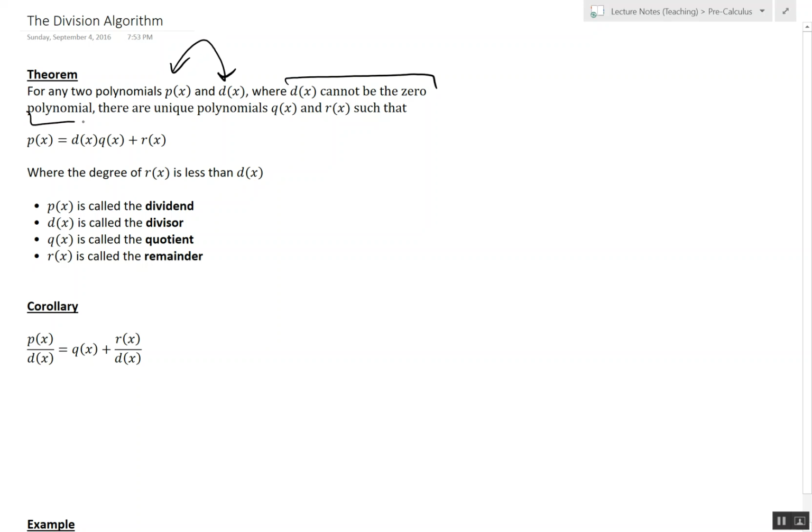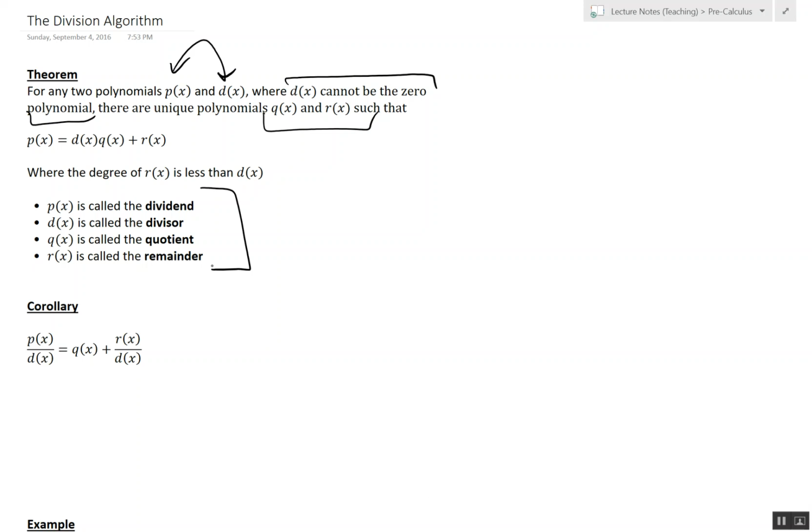be the zero polynomial. Then we can find unique polynomials q and r, which are the quotient and the remainder, so that p of x will equal the thing you're trying to divide it by times the quotient plus the remainder. So these terms you should be familiar with. P of x is called the dividend, d of x is called the divisor, q of x is called the quotient, and r of x is called the remainder.